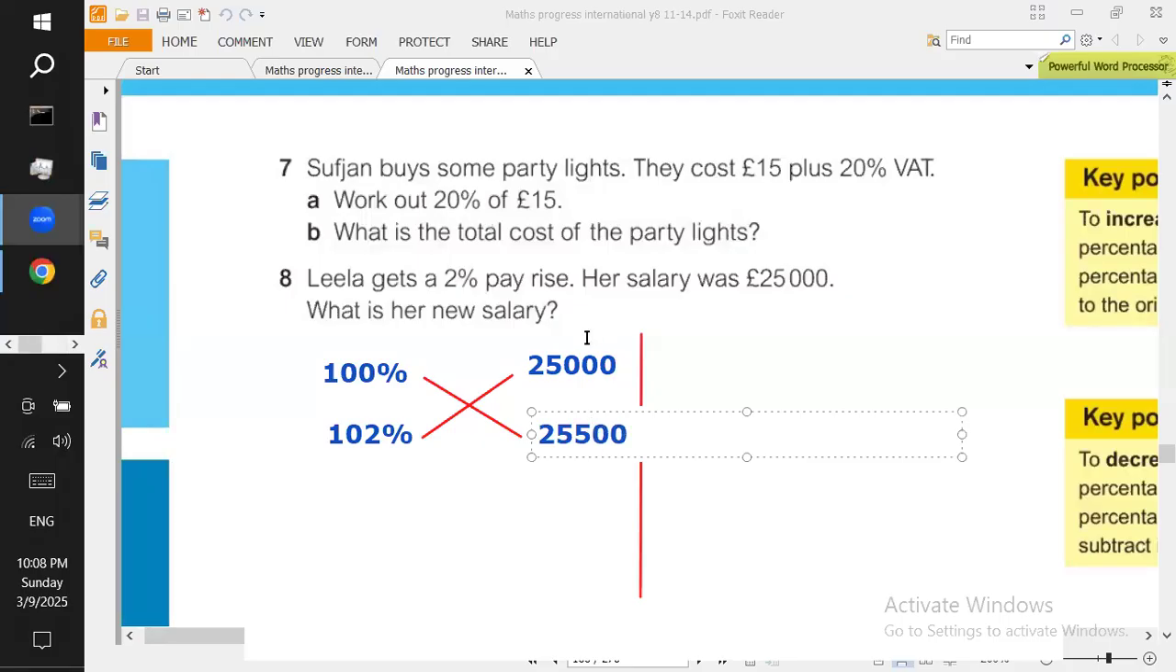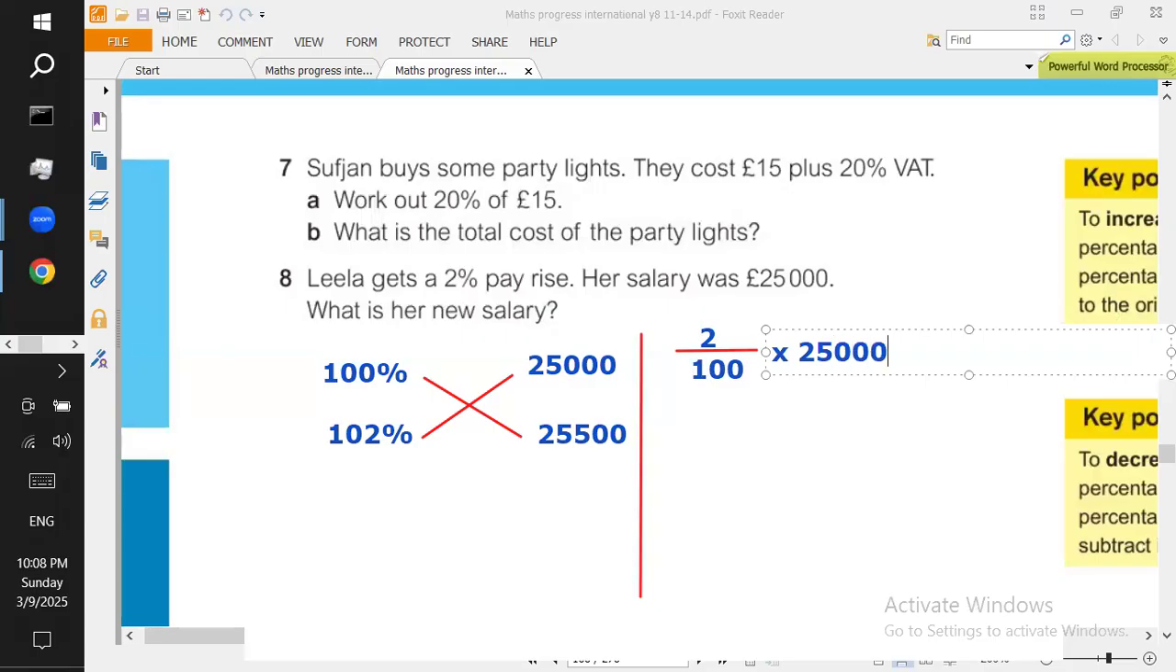Now, let me show you the other method that you can use instead of this method. The other method is finding the 2% of 25,000. So the 2% is 2 over 100, like this. I just take it and multiply it by 25,000, like this. This method will help me find the increase and then add it to the salary myself. So I multiply these by each other using calculators, and the answer will give me 500.